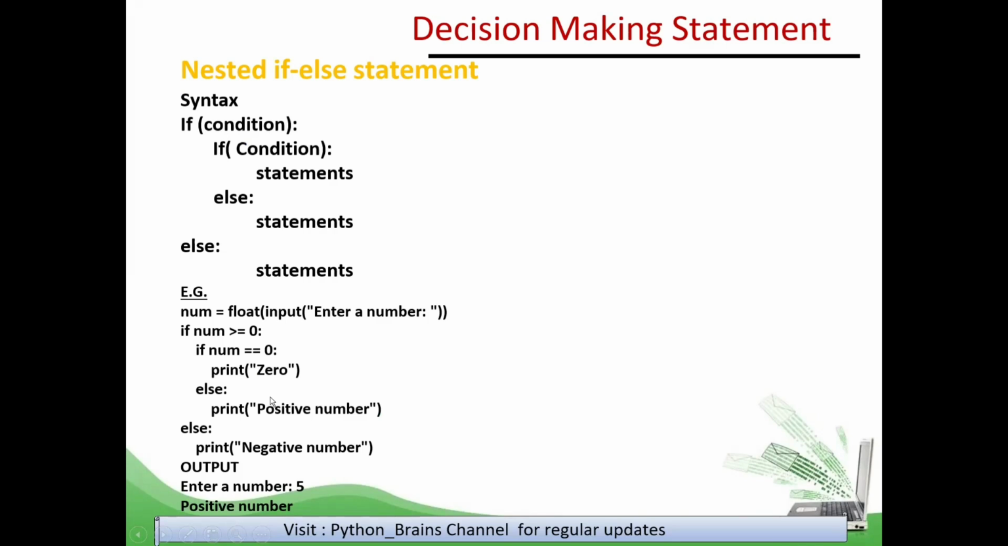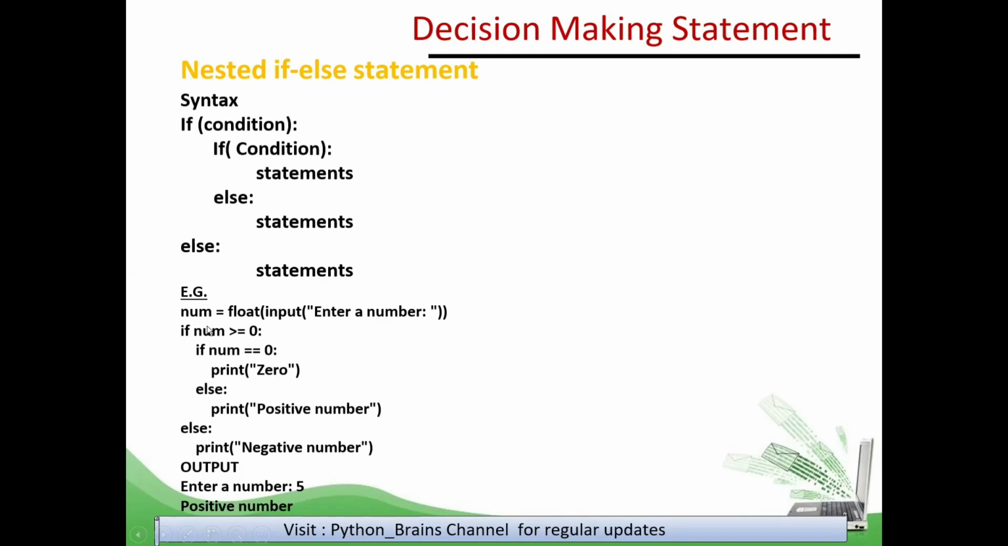Let's take an example, a very simple one. In this example, I just want to input one number and check whether that number is positive, negative, or zero. So first I input one number using the input statement. I input a float number. If you want, you can input an integer number also. So I check if my number is greater than or equal to 0. If that is true, then the next condition is checked. If that is false, then we directly move to the else and print negative number.